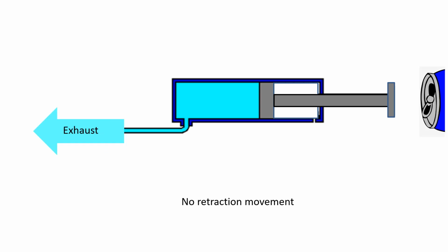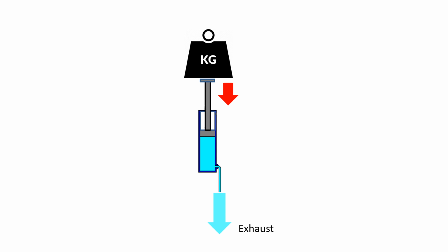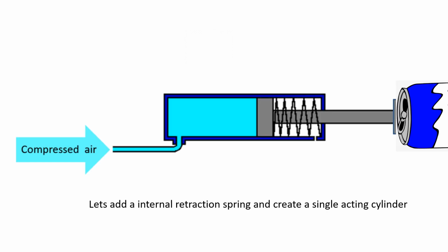In the diagram we can see, even though the compressed air has been vented to the atmosphere, the push rod still has no way of returning to the retract position. In this diagram we can see that gravitational energy is used to return the cylinder to the retract position, obviously only when pressure is released from the extension port. In this diagram we're using a spring to retract the push rod.